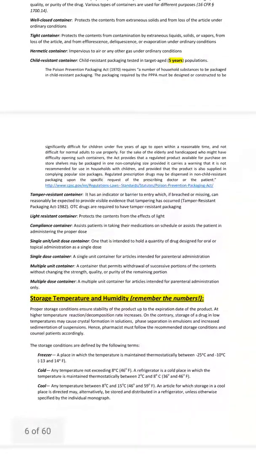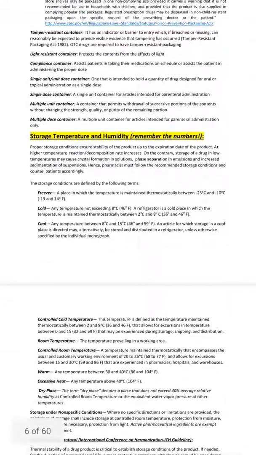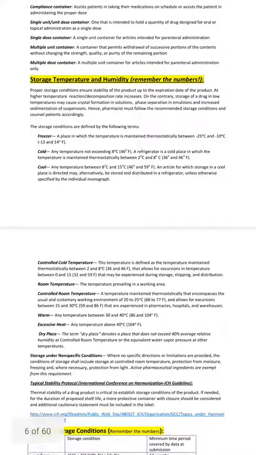Well closed, protects the contents from solids. Tight: solids, liquids, vapors. Hermetic: any gas at all, okay? Child resistant container. Tamper resistant, has a tamper seal. Light resistant. Light resistance, compliance, helps you with it. Single dose is single punch out tab, single dose container, single injection. Multiple unit dose, birth control. Multiple dose container, flu shots. Storage temperature and humidity.